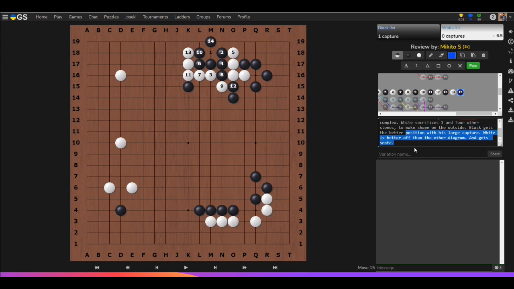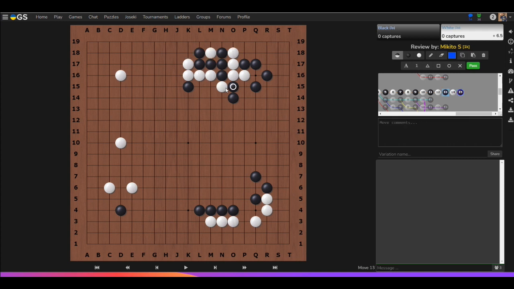Black gets the better position with his large capture, and white is better off than the last diagram and gets Sente. So when we compared the last diagram, black got a humongous wall facing the center, and it was way too good for black. In this case, black doesn't really have that humongous wall. White gets Sente, but black did get a nice juicy capture. So it's considered still kind of better for black, but this is better for white compared to the other diagram.